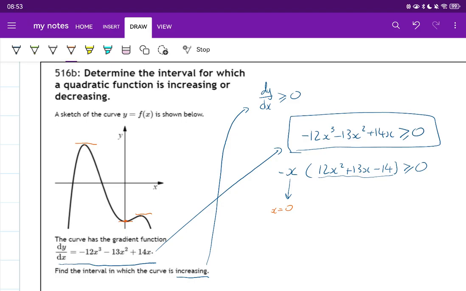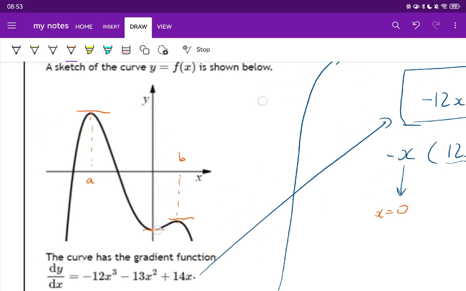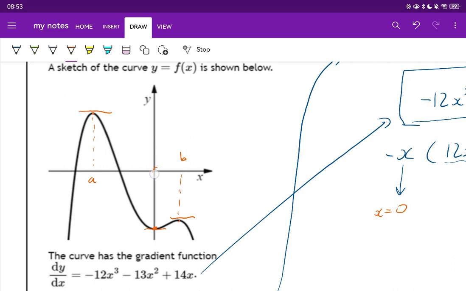Now I haven't got my calculator to hand. Let's say, for argument's sake, the roots of this quadratic are x equals a, x equals b. Okay? Then, let's say a is here, and let's say b is there. Now I'm just going to interpret the answer in terms of a, b, and obviously the point 0 here.